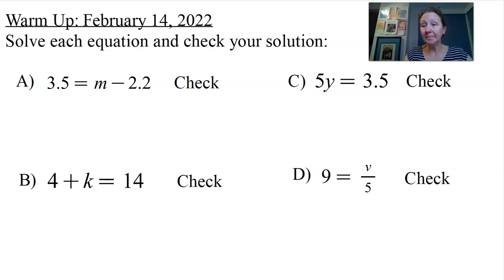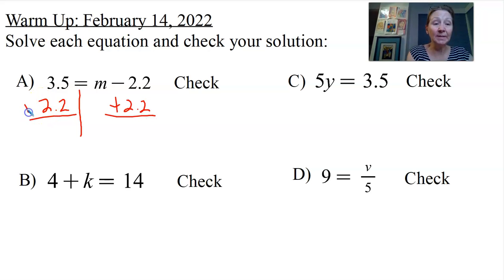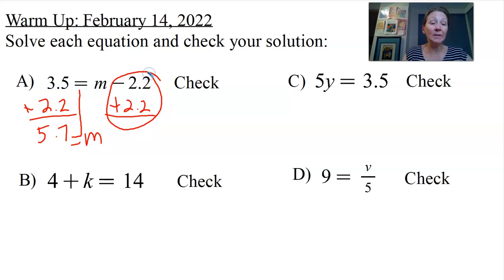Okay, here we go. I draw the balance scale. I look at the side with the variable, and I do the opposite operation. So m, 2.2 is being subtracted from m, so the opposite is adding 2.2. So I add 2.2 to both sides, and I get 5.7 equals m. The zero pair cancels out.